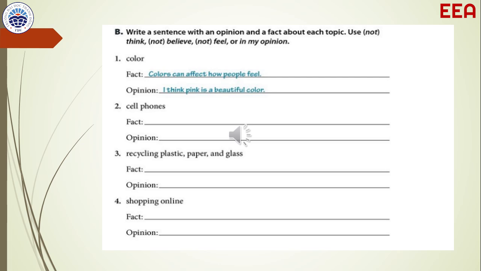Now about the topic cell phones, recycling plastic, paper, glass, shopping online. Can you make two sentences for each topic? One opinion and a fact. Now let's try.